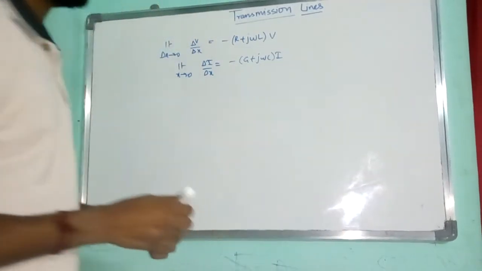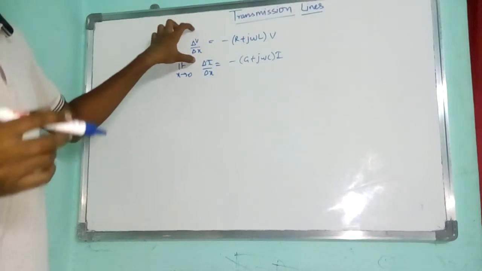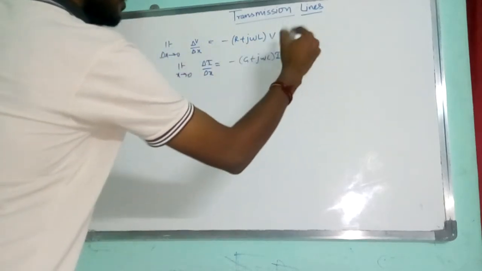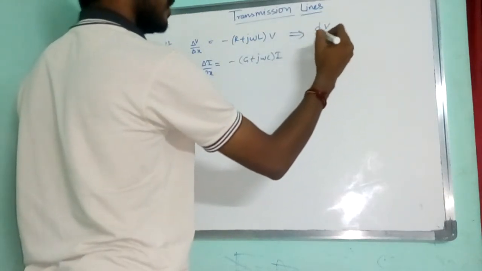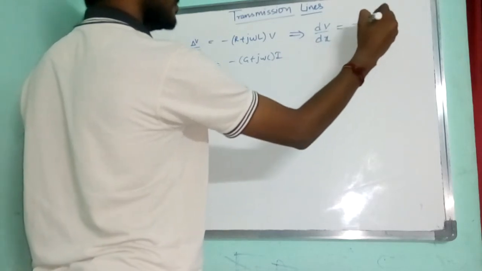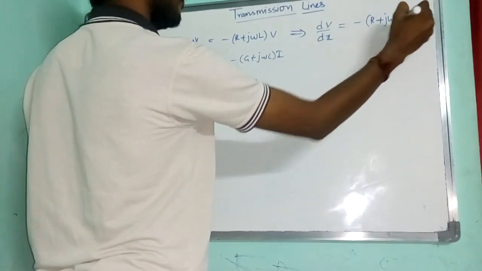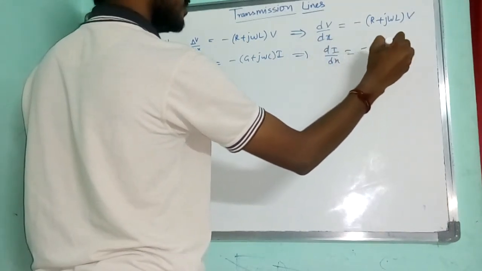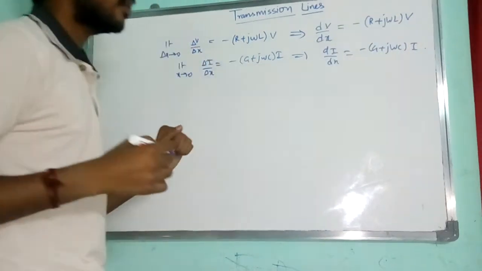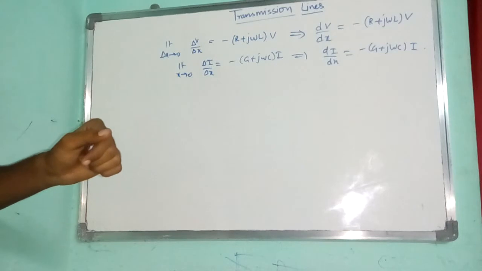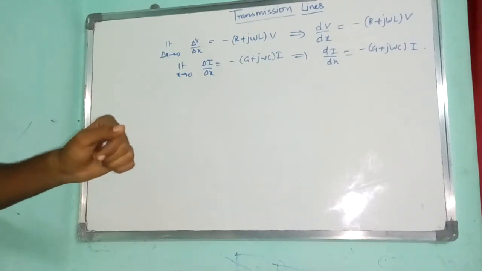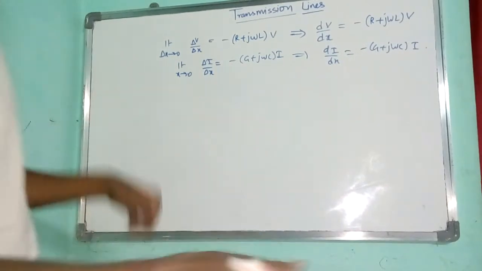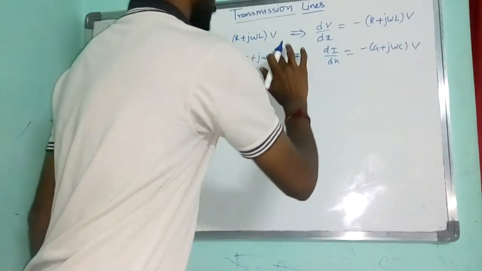Now here, the limit and the delta operation: this is a small change and we applied the limit. This is differentiation. You can take it as a differential operator. dV by dx is minus R plus j omega L into I. Similarly, dI by dx is minus G plus j omega C into V. Okay. Now wait. This is into V, right? Into V.